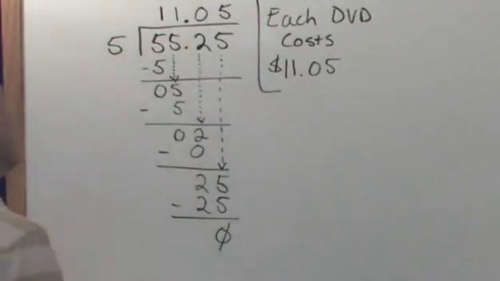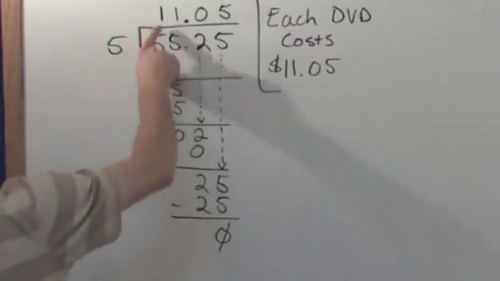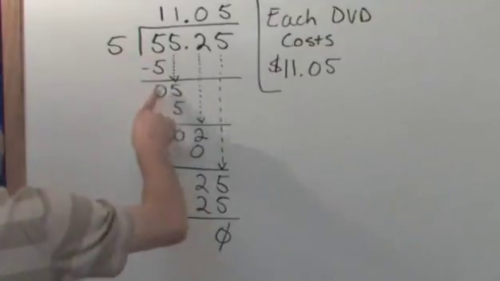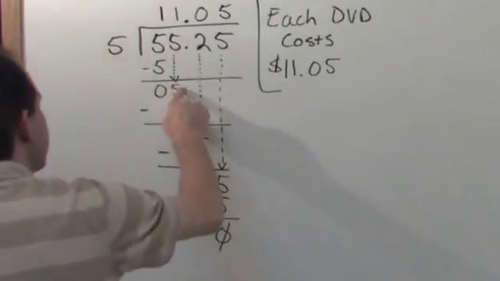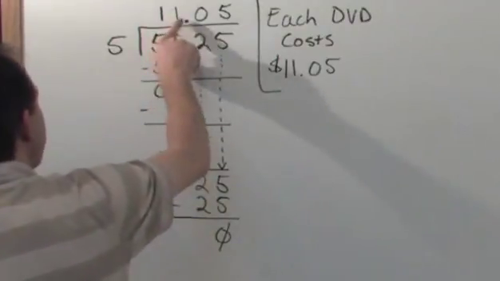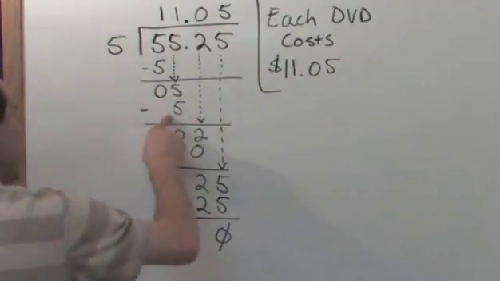We divided by 5. 5 went into 5 1 time because 5 times 1 is 5. Now we did our multiplication, 5 times 1 is 5, and we subtracted. We got 0, and then we dropped down the next number. Now 5 goes into this 5 1 time, so we wrote it down. Then continuing, 5 times 1 gives us this 5, and again we subtract.